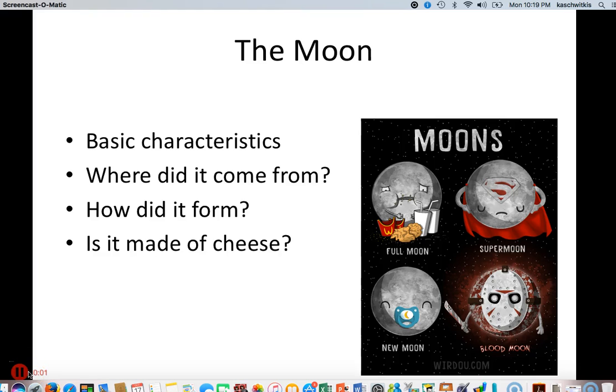Hi folks, now we're on the last section of the Earth and Moon system, and we're going to be talking about the Moon. The topics we're going to be concentrating on are the basic characteristics. Primarily we're going to be concentrating on where it came from and how it formed. And as an ending, I want to show you an example of a truly a connection between cheese and the Moon.